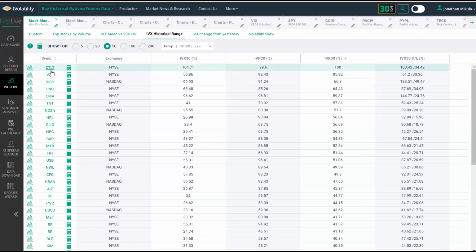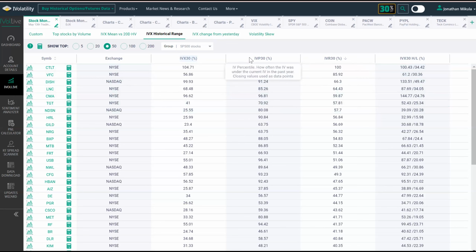Like, there's a reason why this name is breaking out above its 52-week high on implied volatility. Same thing with VFC, same thing with Dish. Dish has been up here for the past few weeks, so that means something's going on there. I'll jot down DISH. And then I'm just going through, looking for names that I'm familiar with, and comparing their current implied volatility, which is here, with their IVP and their IV rank.